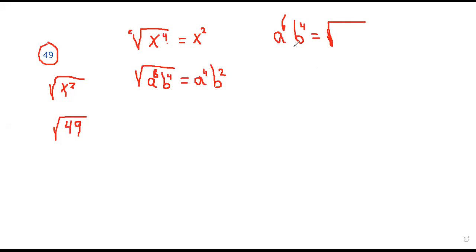We will divide the powers. Yes, we will divide the power by 2. So a to the power of 6, b to the power of 4, we will put it under the radical sign by dividing by 2 because we said square root. So we will divide it by 2, which means it will be a to the power of 3 and b to the power of 2.